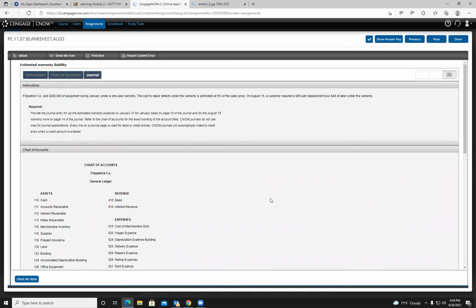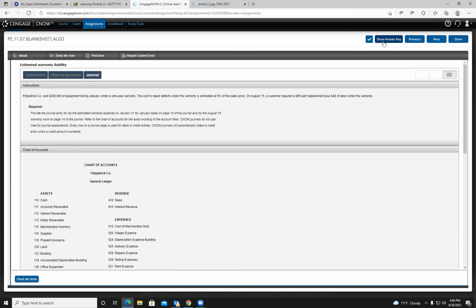So it says Fitzpatrick Company sold $280 of equipment during January under a 1-year warranty. Cost to repair defects under the warranty is estimated at 5% of the sales tax. On August 15th, a customer required a $95 replacement plus $48 of labor under the warranty. It says provide the journal entry for the estimated warranty expense and also the August 15th warranty work.